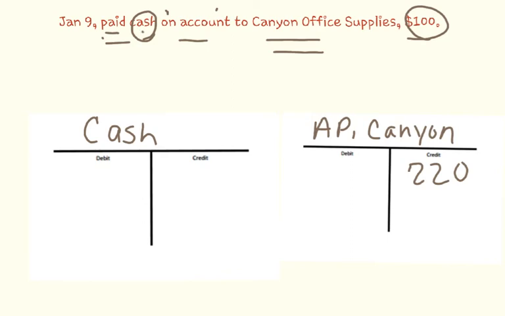So we paid cash. So what's going out? The cash is going out. If it's an asset, it would be on the credit side, the right side. And then we don't owe this much anymore, so we debit accounts payable Canyon because we're paying it and we don't owe anymore. So now the balance that we owe Canyon is now just $120. And we're going to work on more on this in class.